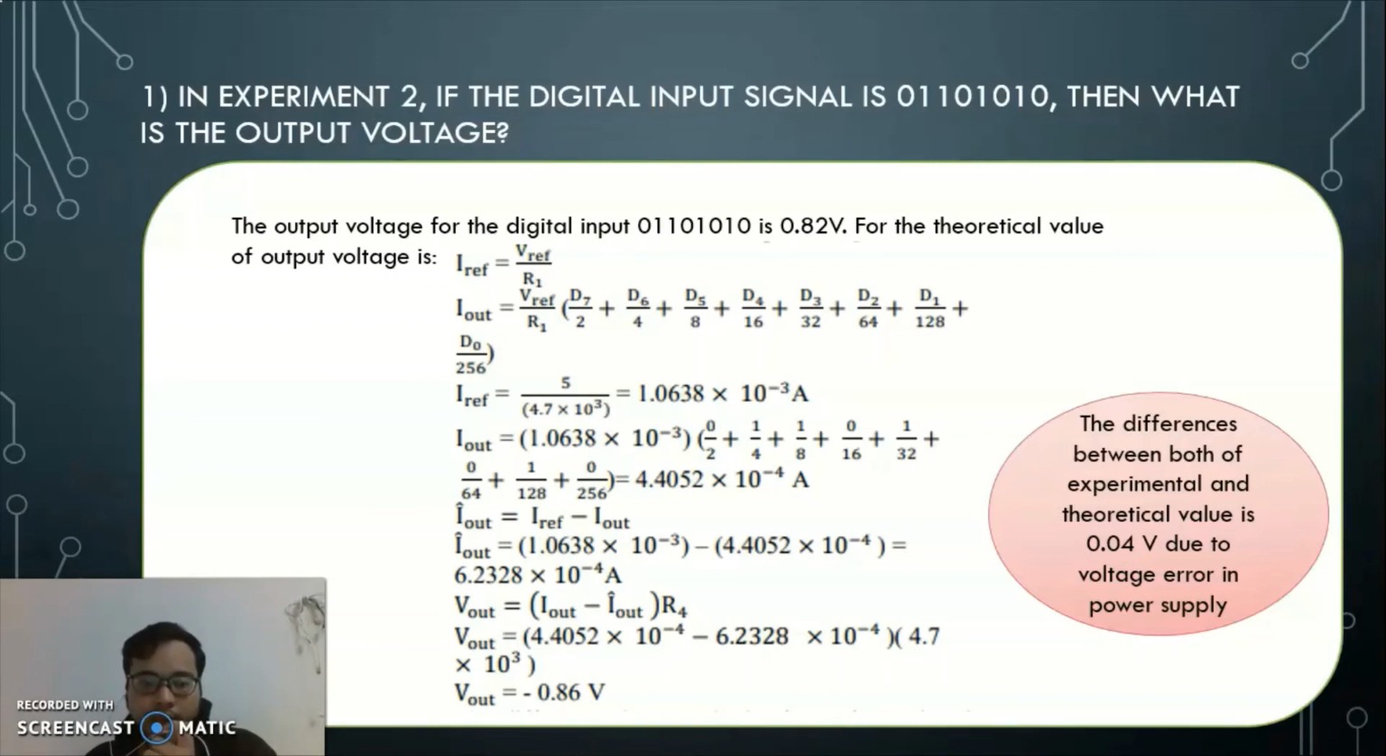And lastly, we want to find V out. We subtract I out from I out bar, times R4, and we get negative 0.86 volt. There is a note there. The difference between the experimental and theoretical value is 0.04 volt due to voltage error in the power supply.